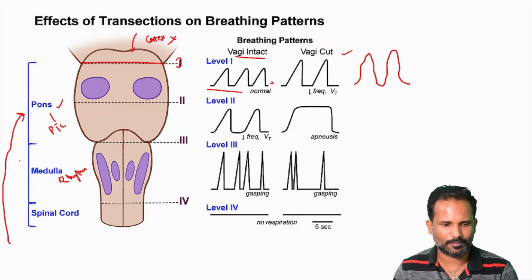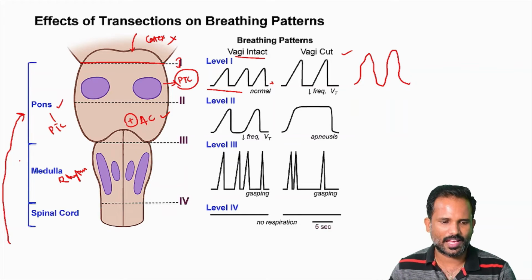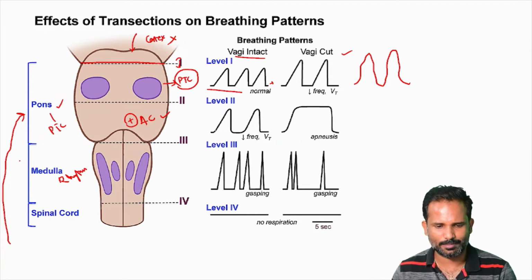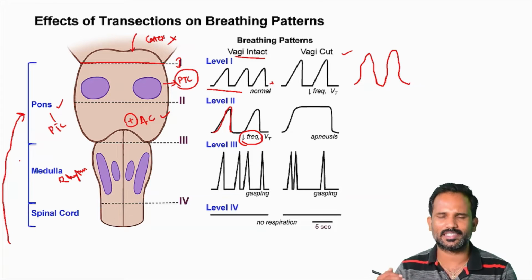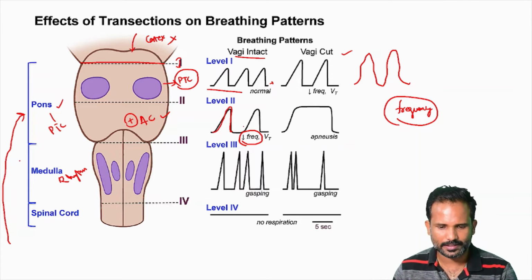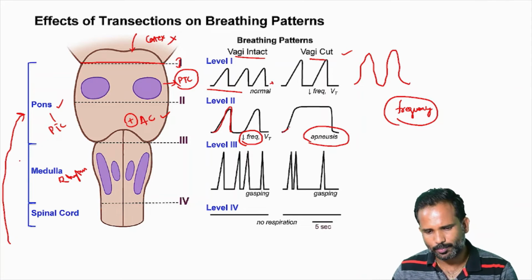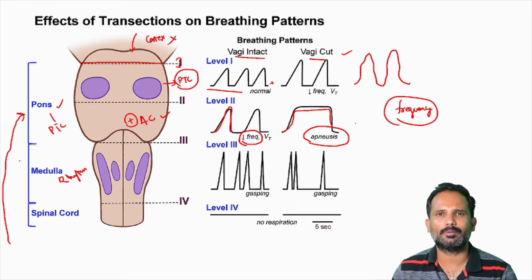So the lung is expanding more and the frequency is reduced. Now we are making the lesion below the pneumotaxic center. That means the apneustic center is intact. So if the apneustic center is intact, what happens? You can see the depth of respiration is increased, but the frequency is reduced because the pneumotaxic center is the one which is essential for frequency. And now the vagus is cut. You can see there is a prolonged inspiration. We are calling that apneusis.